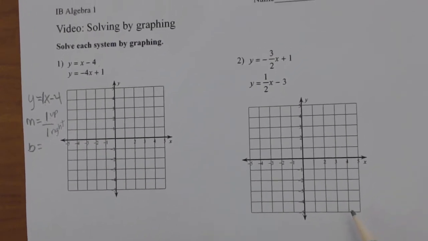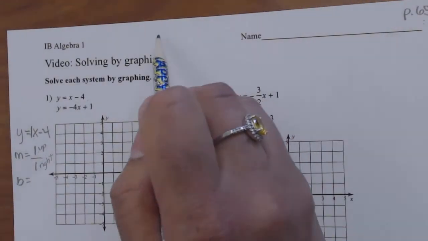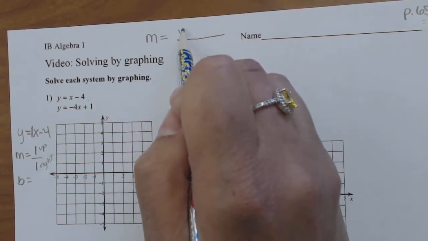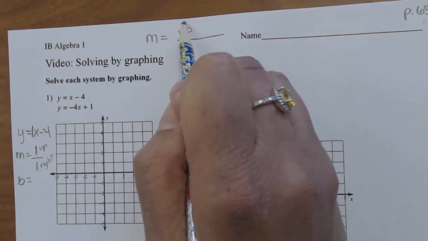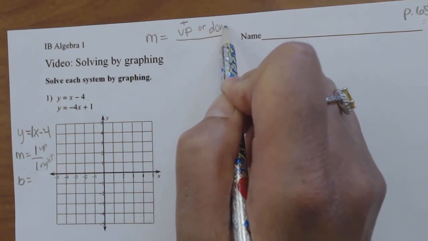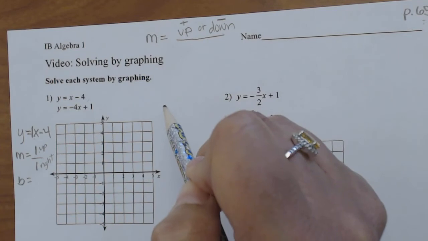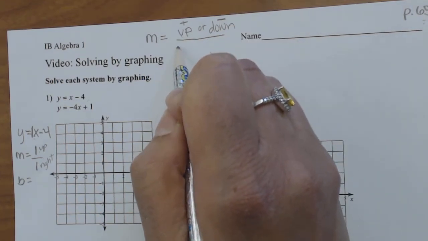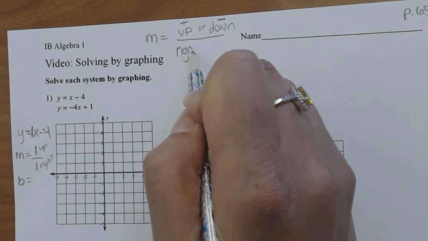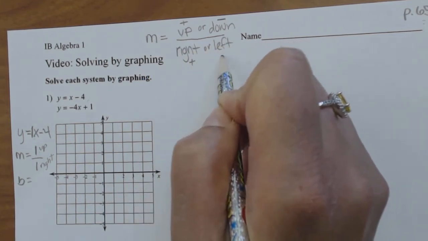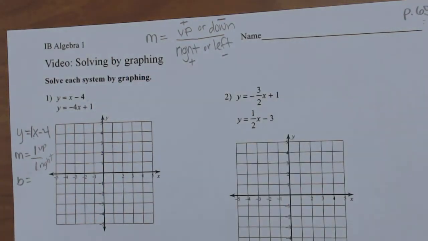I'm going to pause there for 1 second, and I'm going to have you write something on the top of your paper. M equals, if the number in the numerator is positive, we go up, or if the number in the numerator is negative, we go down. Then, after we do that first, we can go right if the number in the denominator is positive, or left if the denominator is negative. Those are our directions, and I would like to see you write that.